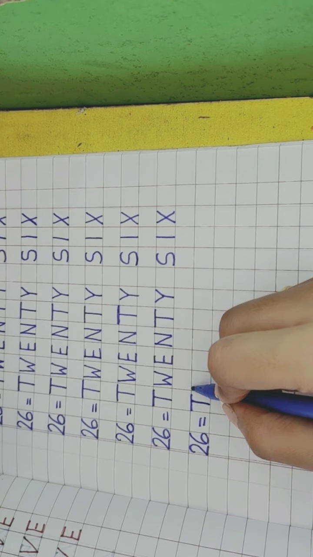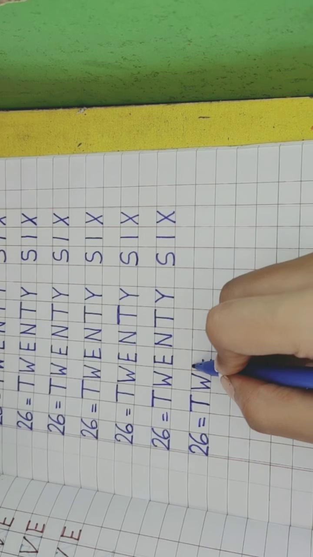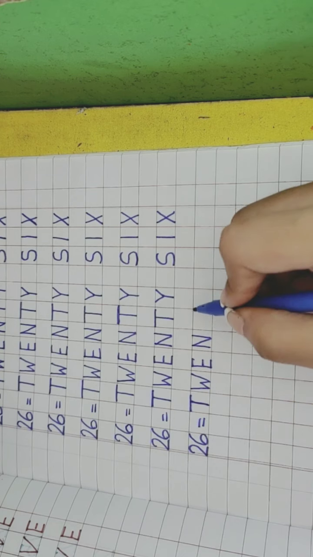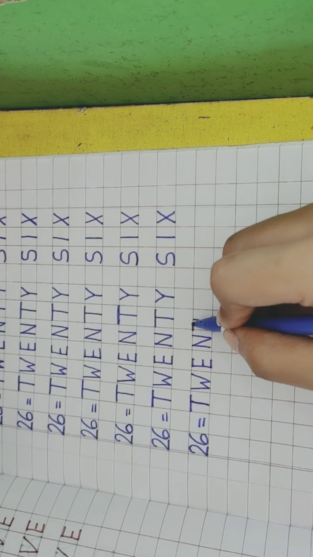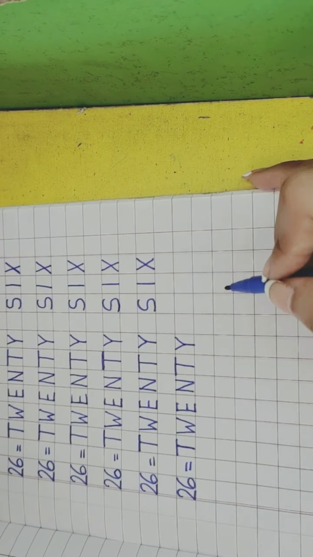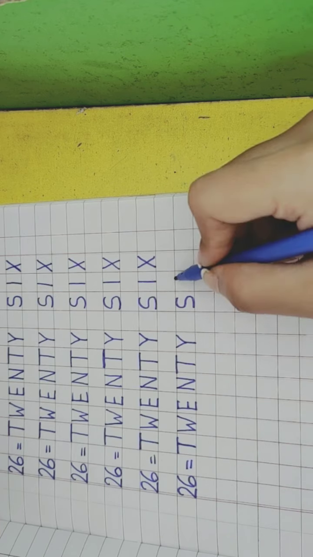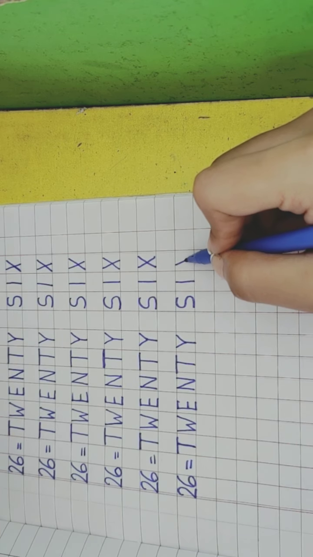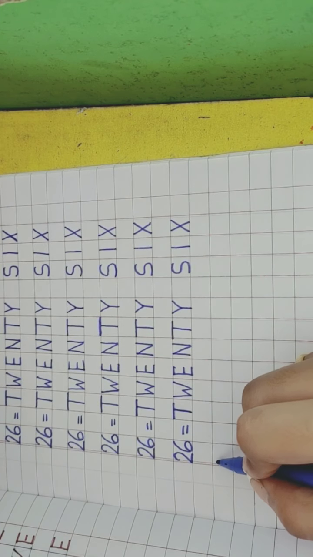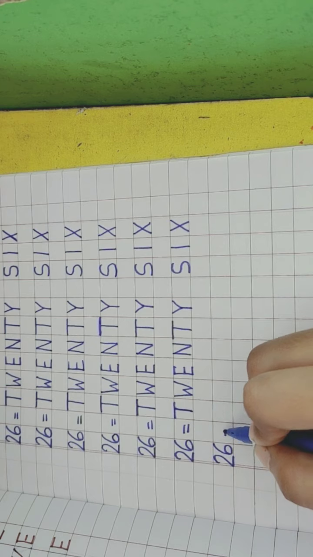T W E N T Y, 20, S I X, 6, 26. Repeat again. 2, 6, 26.